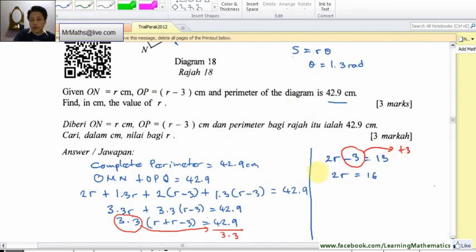Then we divide both sides with 2. Then left hand side is left with r. r is equal to 8 cm. So that is the value of r. We don't have to put the unit cm, because we are not trying to find the dimension, but we are trying to find the value of r. So let's just leave it as 8 there. So that is the answer.